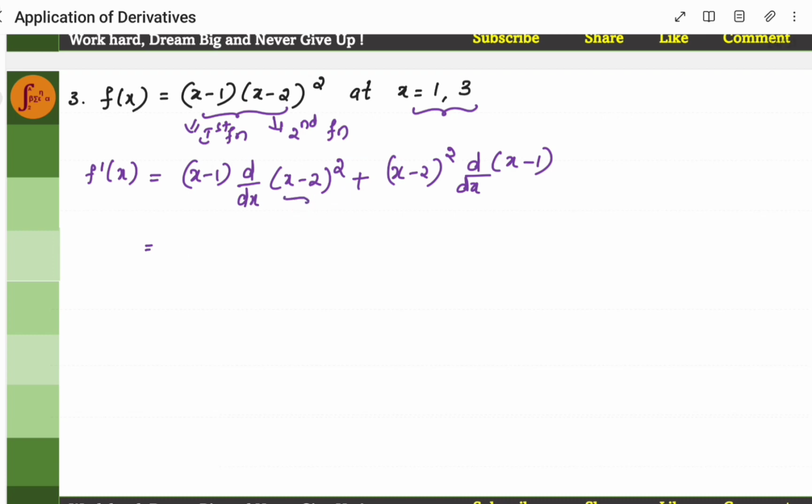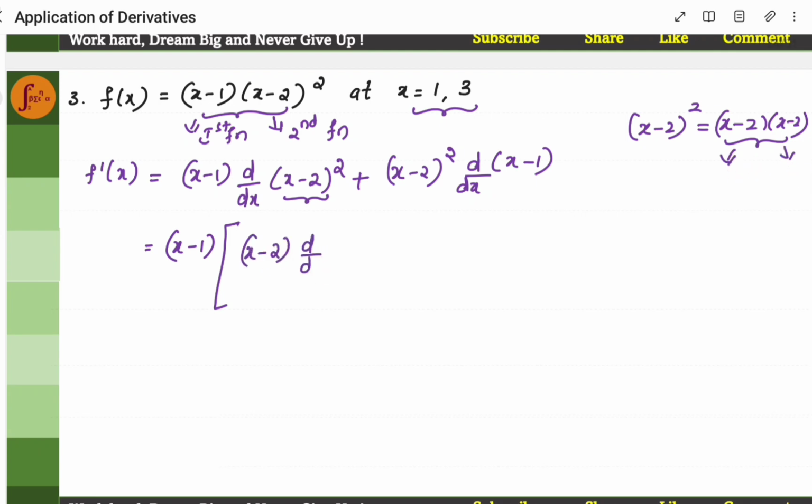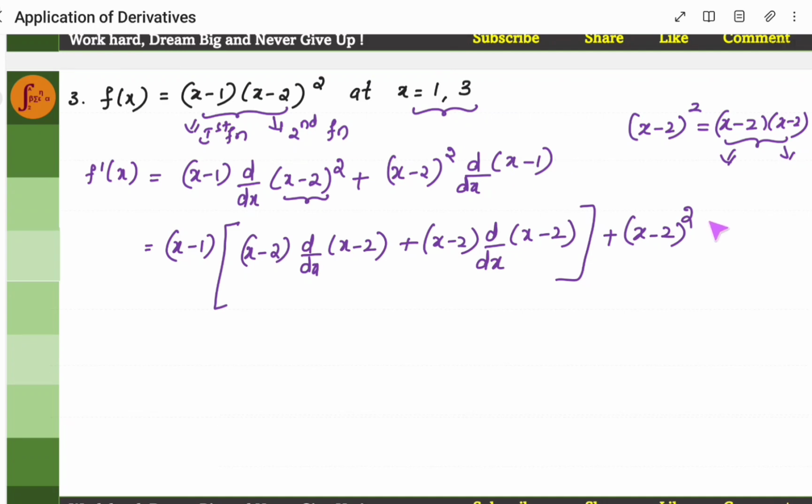Now you need to split this. x minus 2 the whole square is nothing but x minus 2 into x minus 2. So again you have to apply the product rule within this. This will become the first function, this the second function. First function into derivative of second function plus second function into derivative of first function. Here both are the same because it's a square function, right? Now I'll take this x minus 2 the whole square. What is the derivative of x? It is 1, and the derivative of 1 is 0.